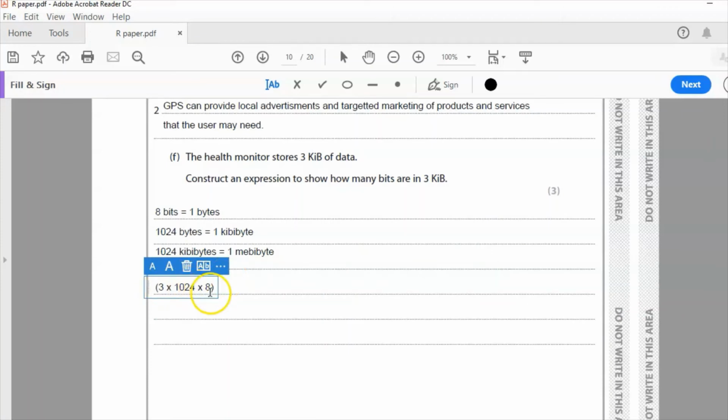1, 2, 3. So they're looking for a sight of 8, sight of 1024. It's not 1000, it's 1024. Sight of 3.